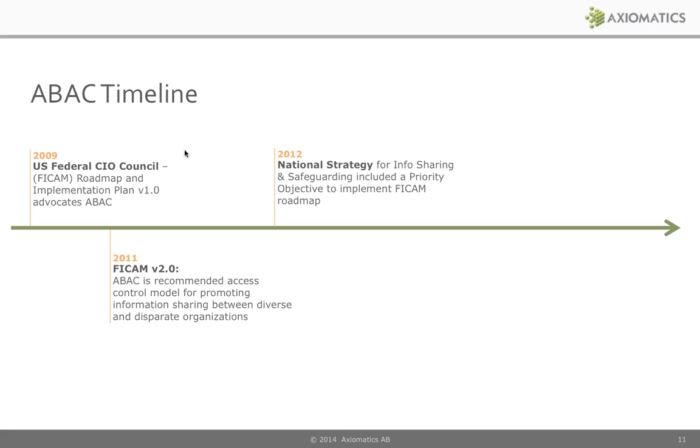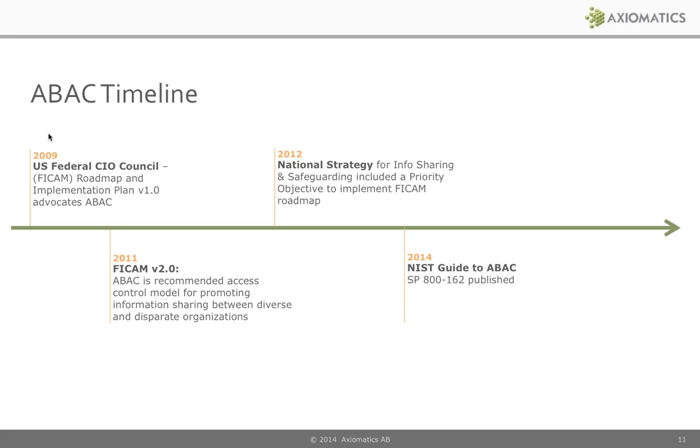A couple of years ago, there was another document, the National Strategy for Information Sharing and Safeguarding, which included a priority objective to implement the FICAM roadmap, which of course includes ABAC. I'm not up to speed on what a priority objective is personally, but that sounds pretty impressive, a pretty strong recommendation.